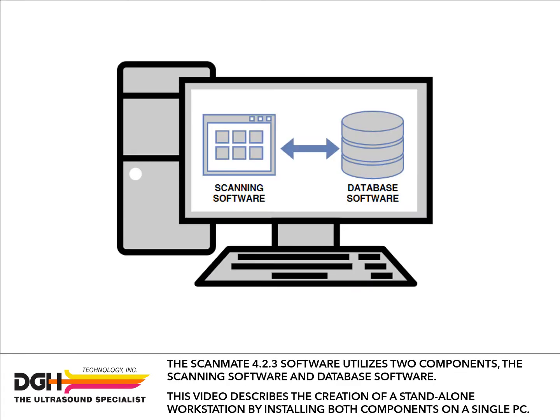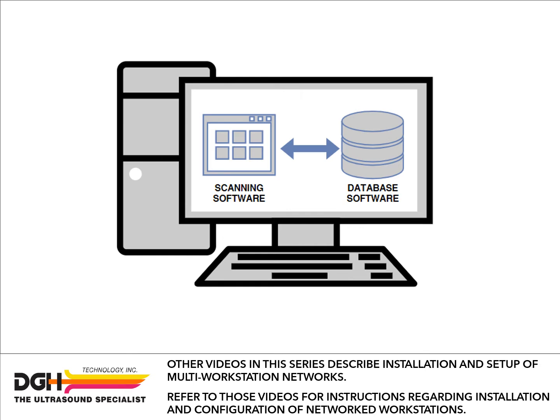The Scanmate 4.2.3 software utilizes two components, the scanning software and database software. This video describes the creation of a standalone workstation by installing both components on a single PC. Other videos in this series describe installation and setup of multi-workstation networks. Refer to those videos for instructions regarding installation and configuration of networked workstations.